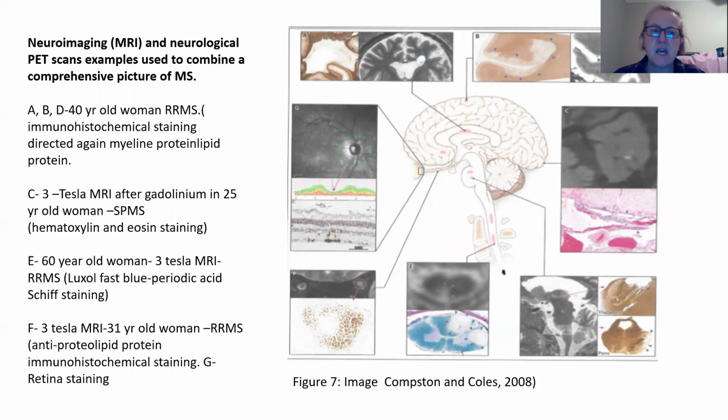So A, B and D are taken from a 40-year-old woman with RRMS. C is from a 25-year-old woman, which is quite rare because the age is generally 40 plus. And E is a 60-year-old woman with RRMS, and F is an RRMS 31-year-old woman.